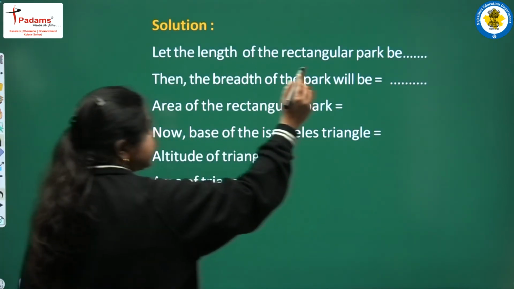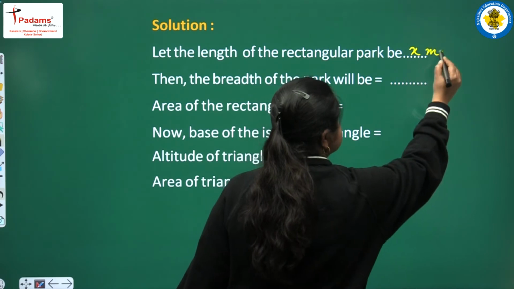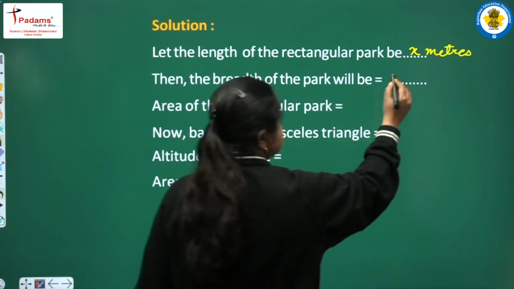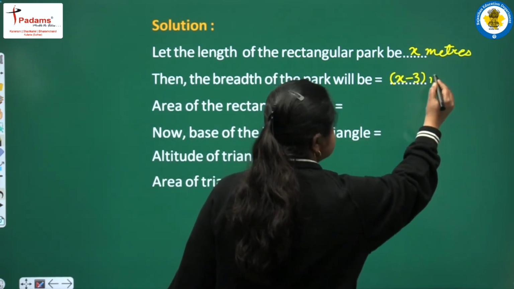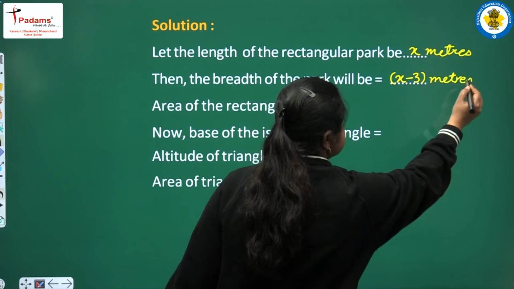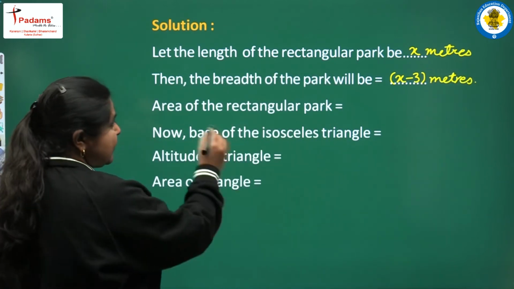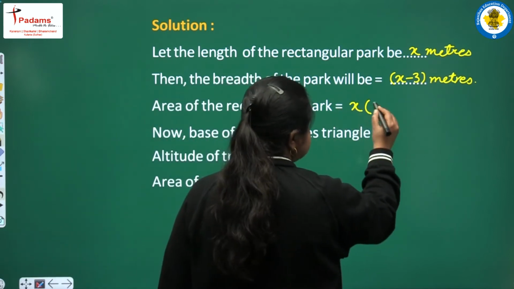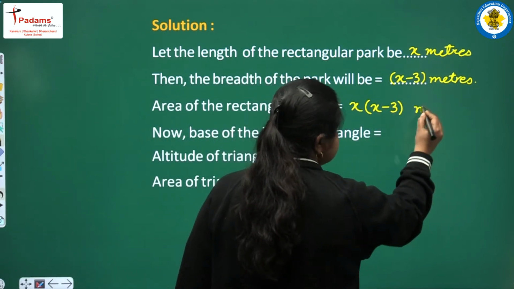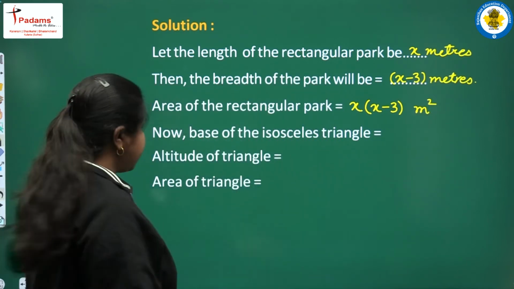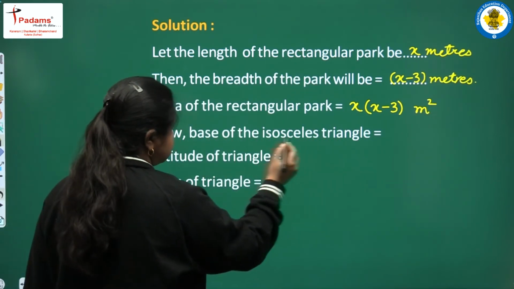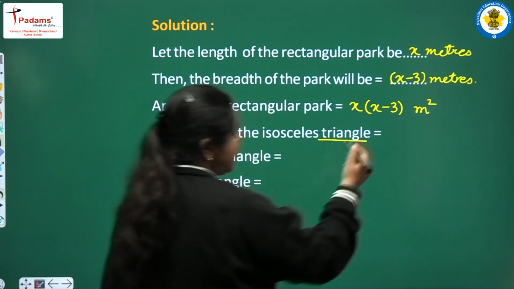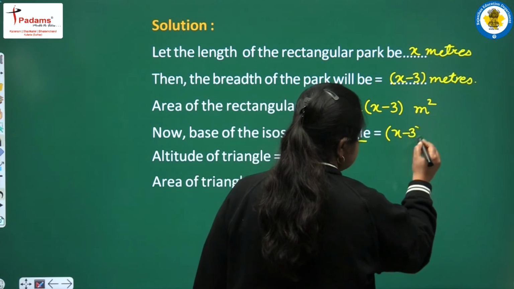Let the length of the rectangular park be x meters. Then the breadth of the park will be x minus 3 meters. It is 3 meters less than the length. Then area of the rectangular park will be length into breadth. Length is x and breadth is x minus 3. This will be the area in meters square. Next, now we will talk about the triangle. Base of the isosceles triangle is the same as the breadth of the rectangular park. So it will be x minus 3 meters.